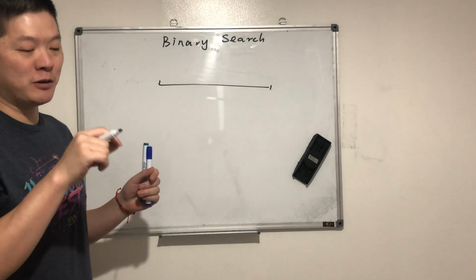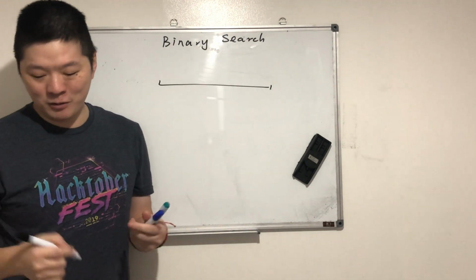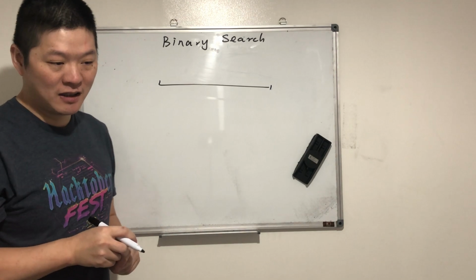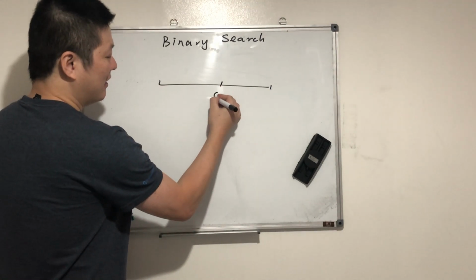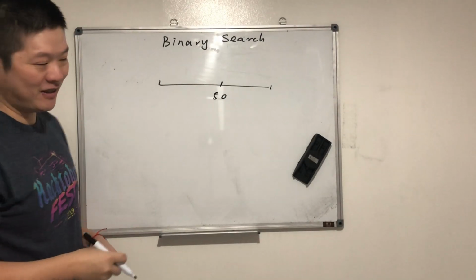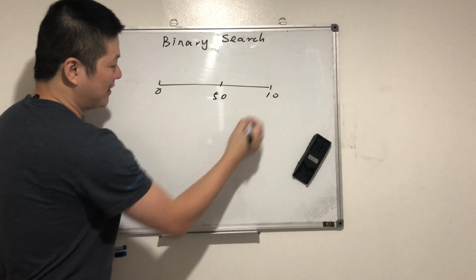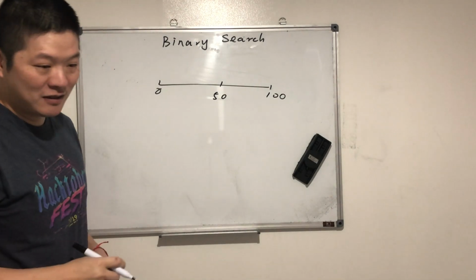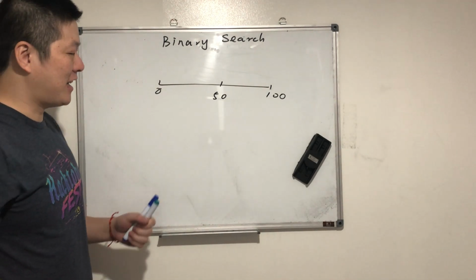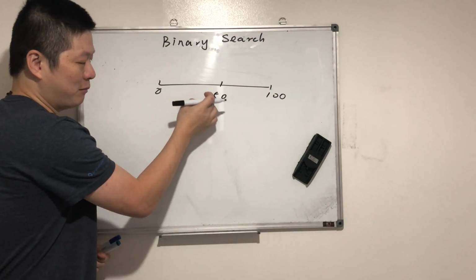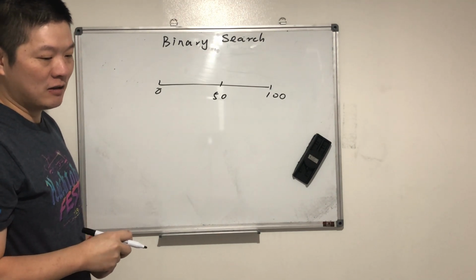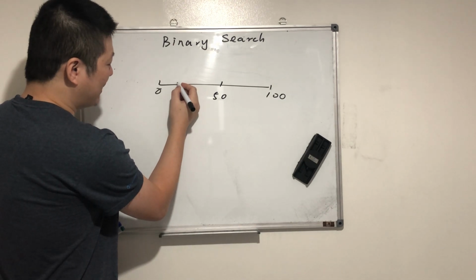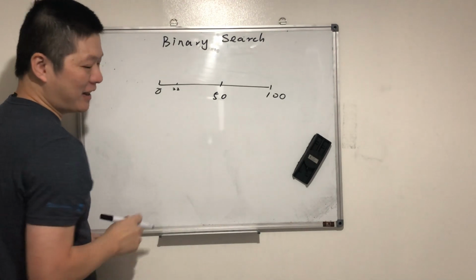I tell you it's between 0 and 100. Tell me what it is, just make a guess. 50. It's smaller than what I thought. Keep guessing. Ryan said 50, and I said it's smaller, it's bigger than the number in my mind. 22. You guess 22? It's smaller than what I think.